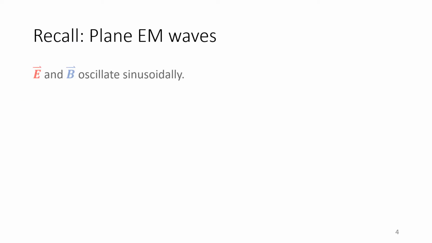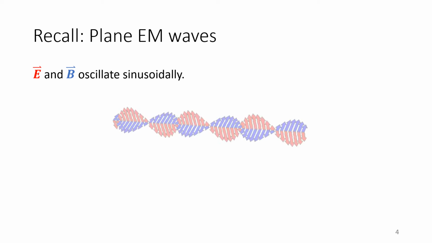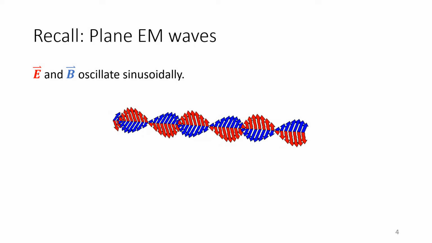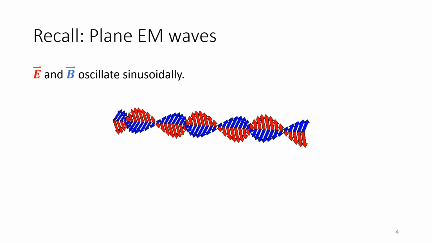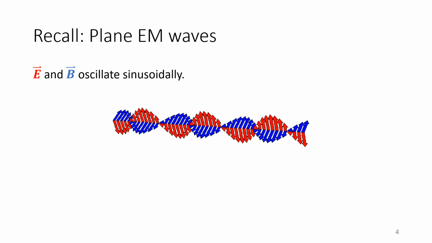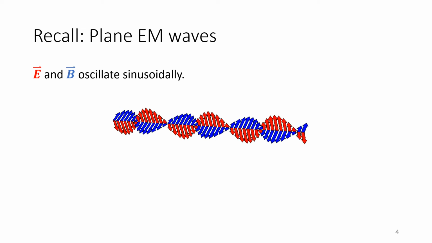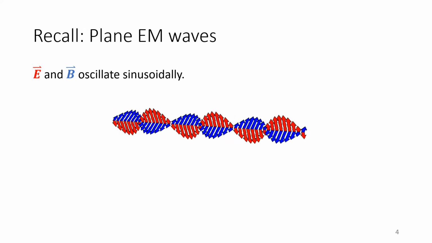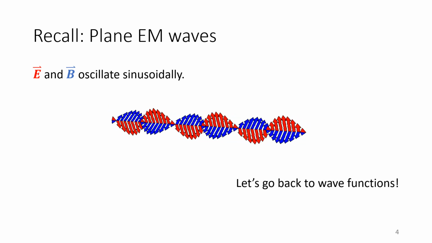Recall that plane electromagnetic waves consist of electric and magnetic fields oscillating perpendicular to the direction of propagation. This graphic visualizes the oscillations of E and B, E being the red wave and B being the blue wave, as the wave travels to the right. If we focus on just one of the waves, notice that they look very similar to the traveling waves that we've encountered in our mechanics lesson in Physics 71. It turns out that they have almost identical equations, so it's worth going back to discussing wave functions.